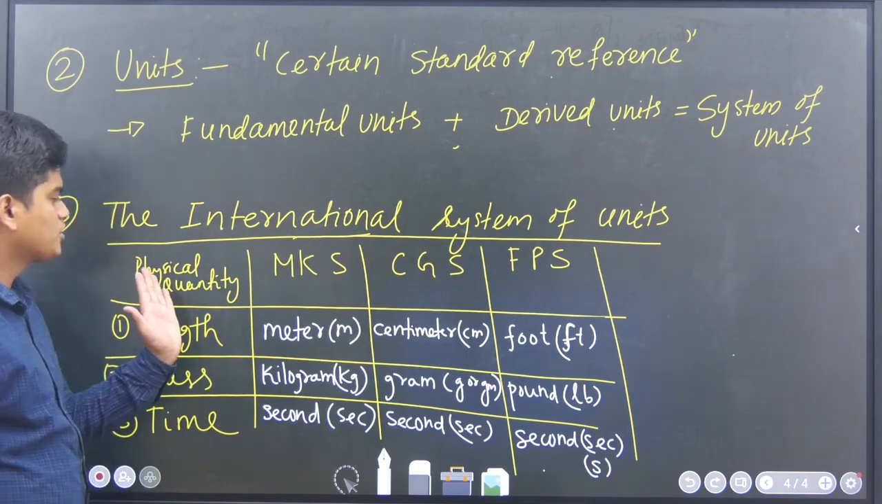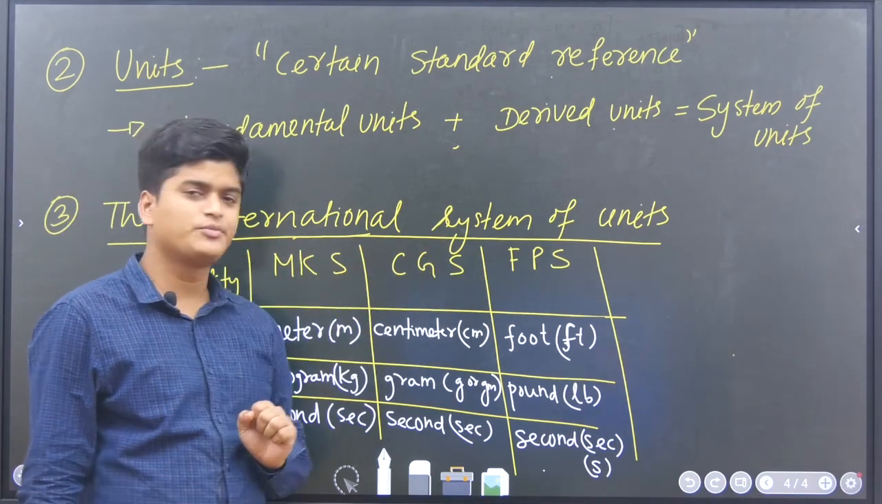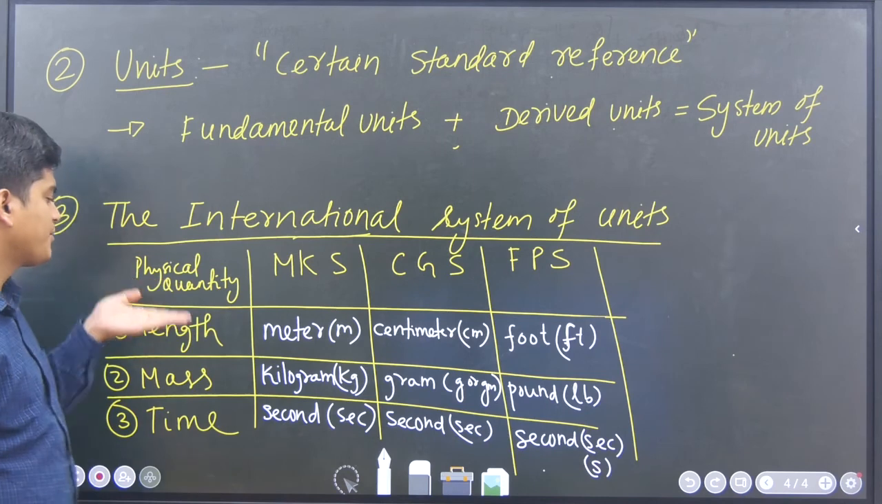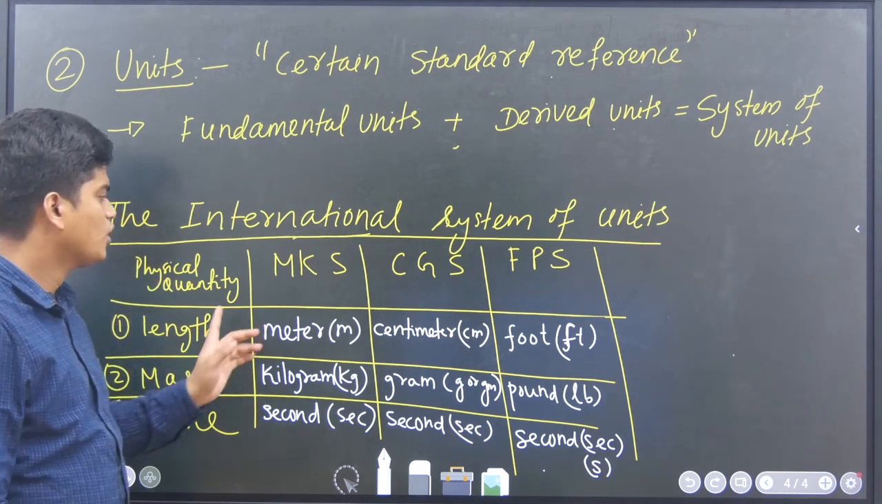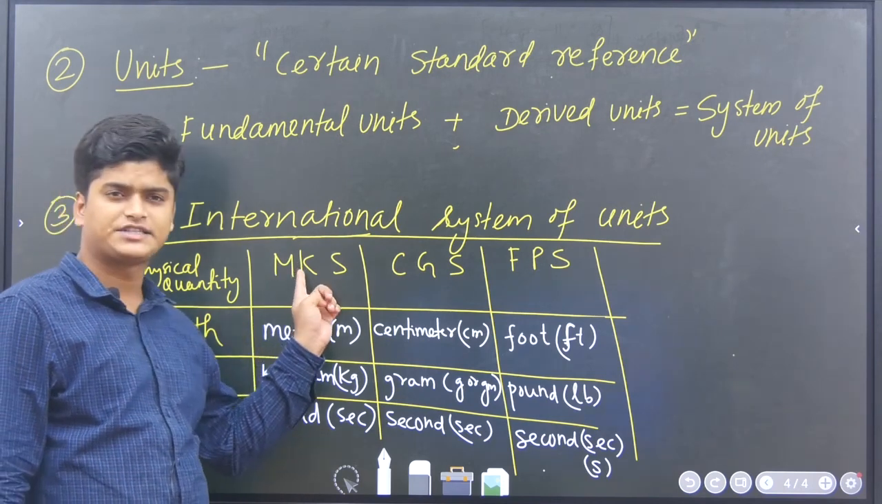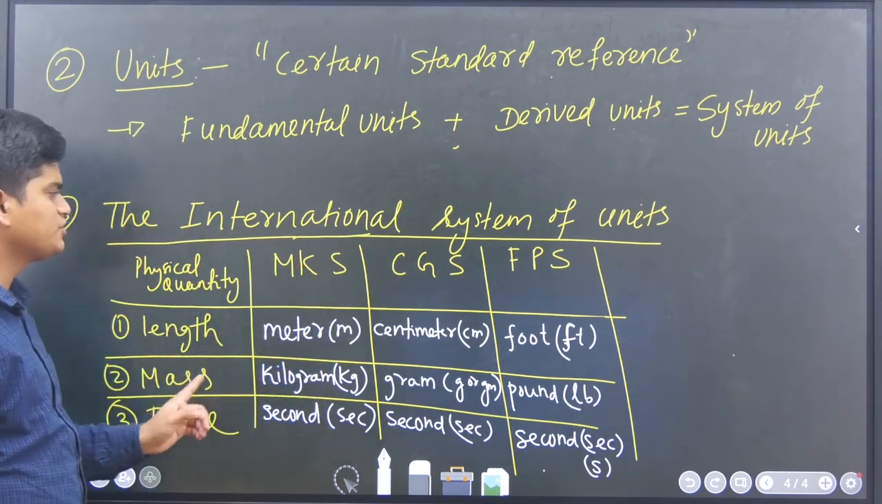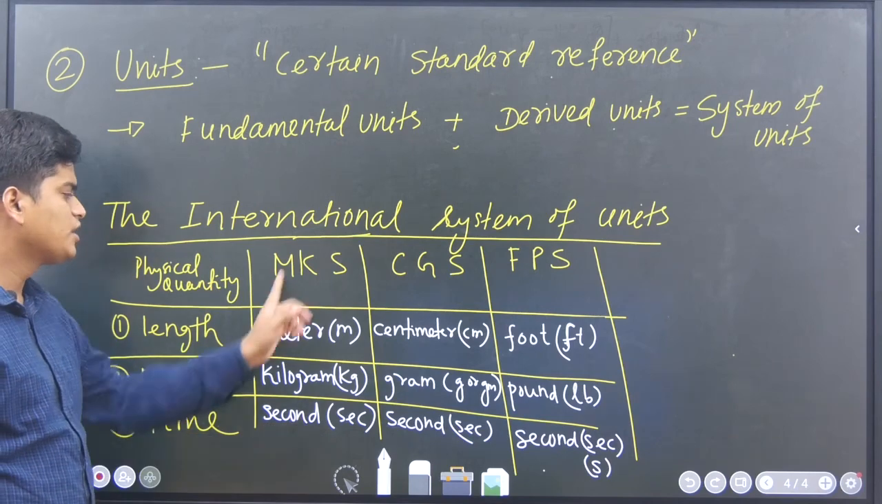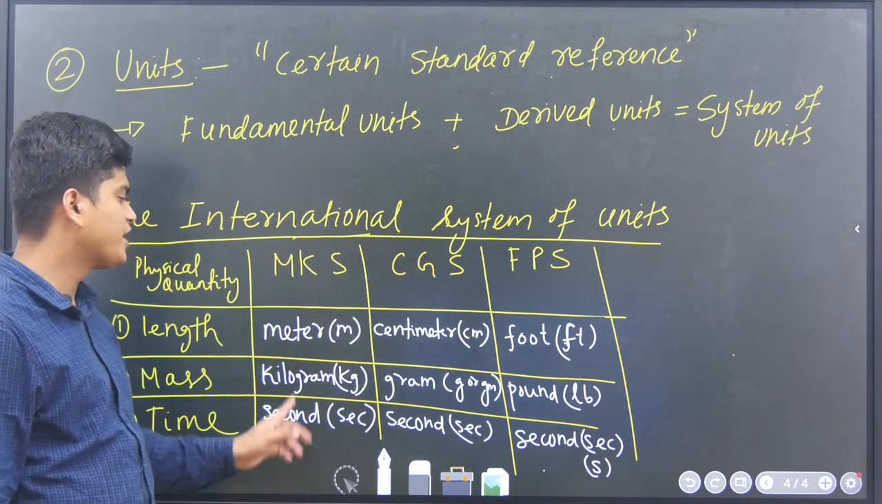So remember here, there are three systems of units I wrote. In these systems we are just defining length, mass, and time alone. So MKS: M stands for meter, that is the length unit, K stands for kilogram, which is the mass unit, and S stands for second, which is the time unit. So this is the MKS system.